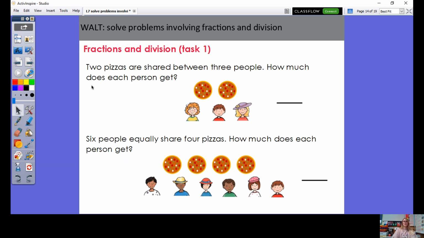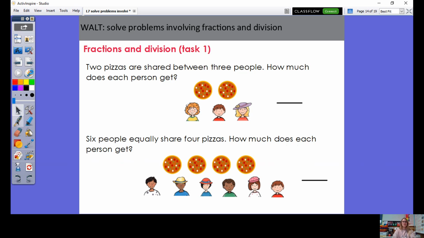So what I would like you to do now, we're going to have a look at 2 other examples. I want you to pause the video and think about what fraction is being shown in each question. So number 1, 2 pizzas are shared between 3 people. How much does each person get? So think about what is going to be my numerator and denominator. And then 6 people share 4 pizzas. How much does each person get? So you've got 2 fractions to think about there. So pause the video and have a go, and then come back and we're going to look at that together. Off you go.